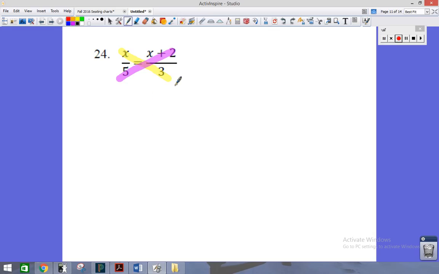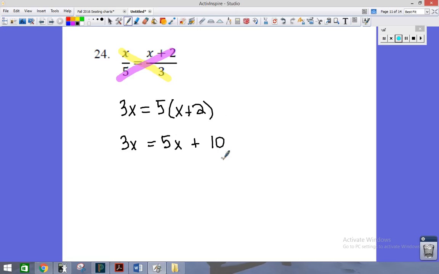You did very well at it. So 3 times x is 3x, and 5 times this binomial. I do need to remember to put parentheses because everybody gets multiplied by 5, not just the first term. So now I have an equation, 3x is equal to 5x plus 10, because remember, they both got multiplied by 5. I need to get the x's on one side of the equation and keep the number on the other side. I need to subtract 5x from each side of this equation.